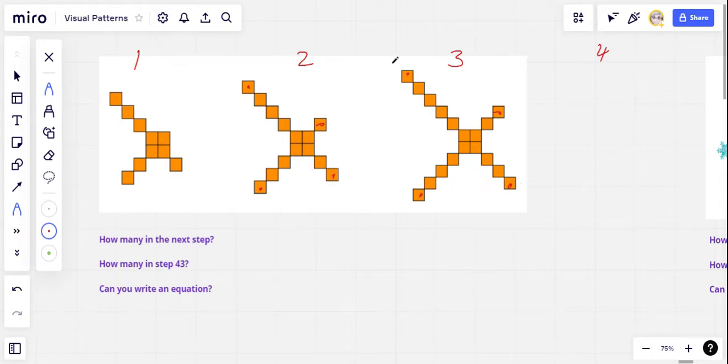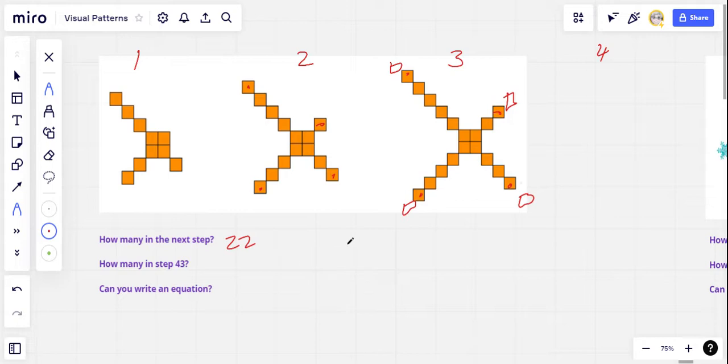So if I wanted to predict step 4, I'd add a box there, I'd add a box there, add one there, and add one there, and I'd say that's step 4. So how many do we have there? We've got the 4 in the middle, and then this is a 6 long arm now. So that would be 10, and this is 5, so that's 15, and 4 is 19, 20, 21, 22. So I think 22 in step number 4.